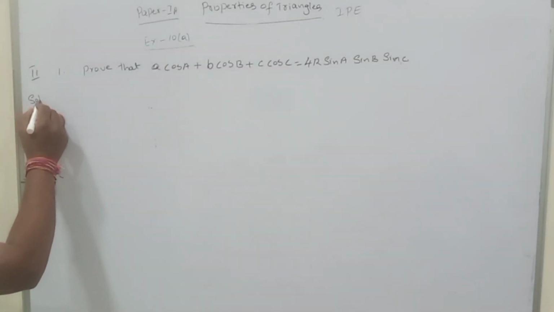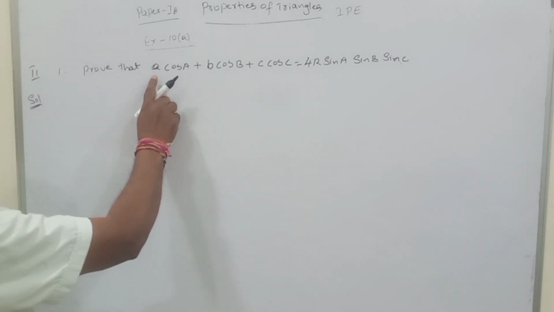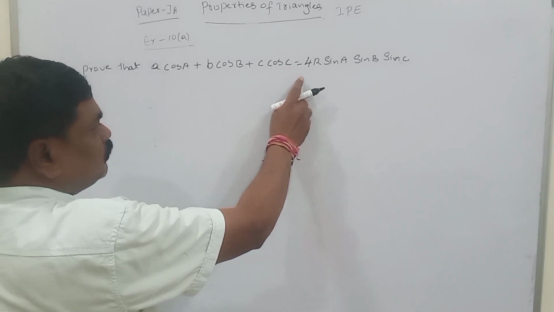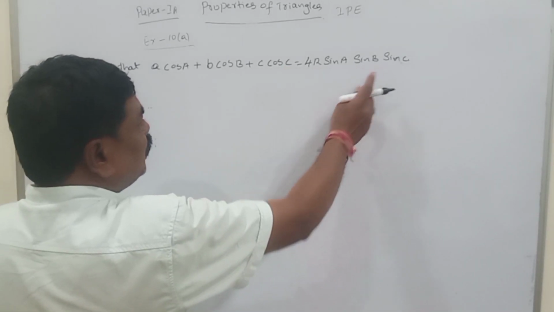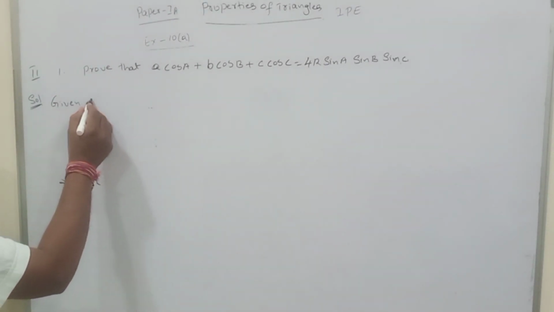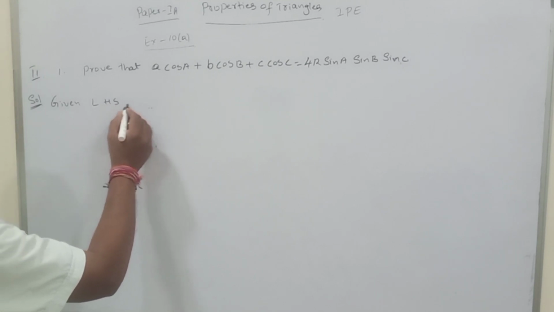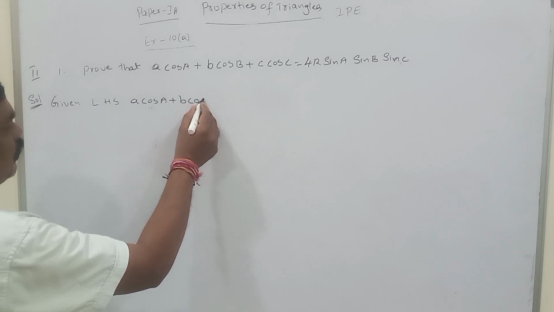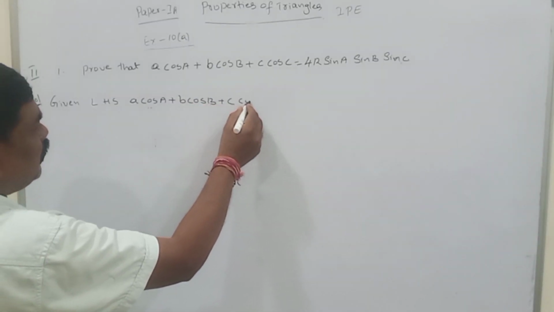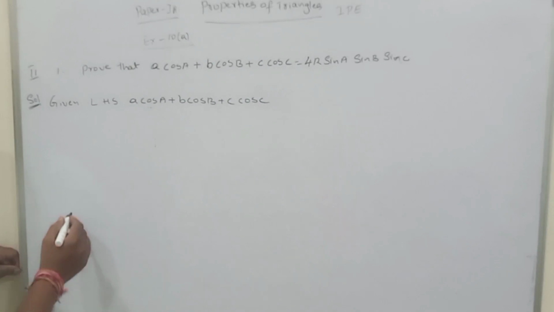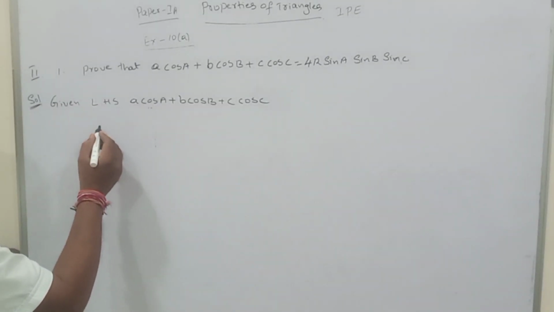So here, what is given? Given a cos A plus b cos B plus c cos C. We have to prove 4R sin A sin B sin C. So given LHS: a cos A plus b cos B plus c cos C is there. This is the given LHS. We know the sine rule.